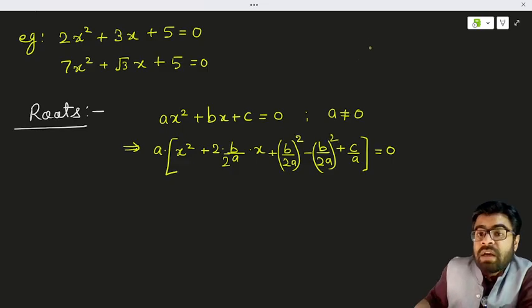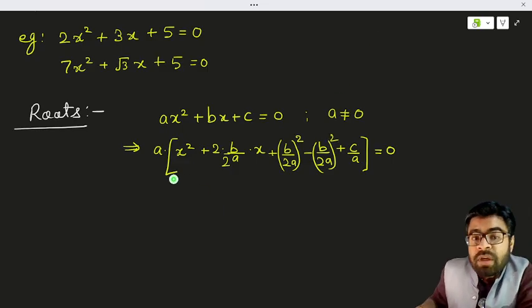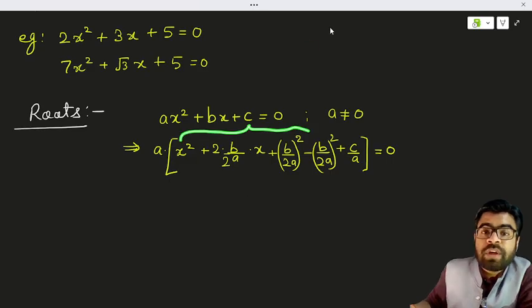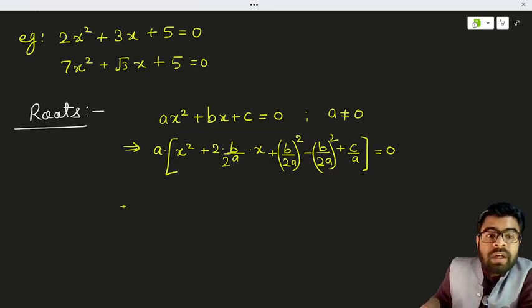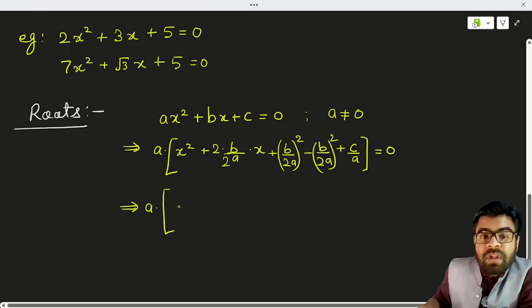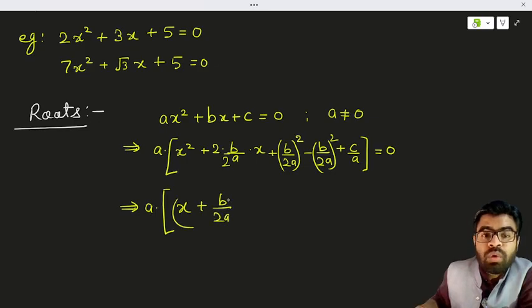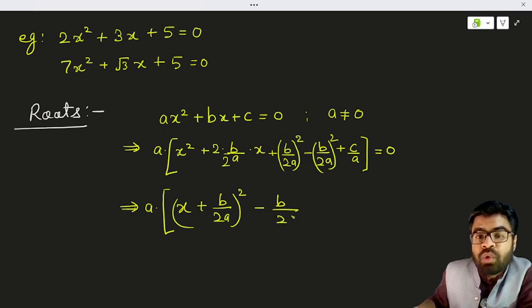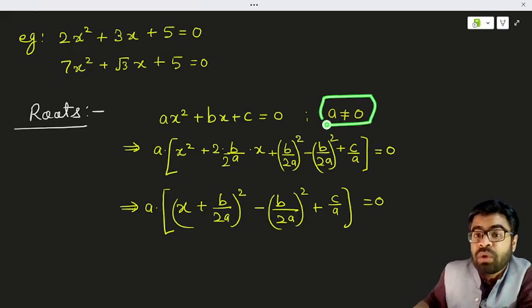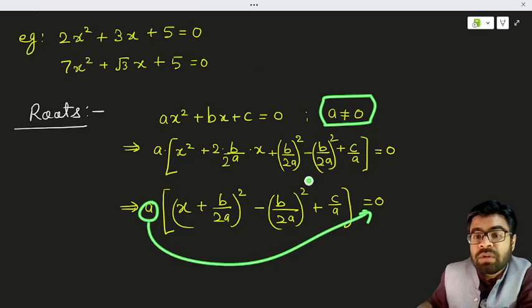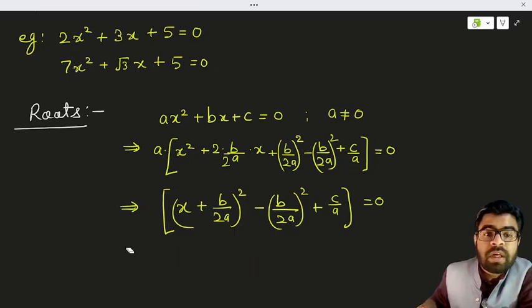Let's see. As soon as we added and subtracted this, what did we get from here? That is a square plus 2ab plus b square. It is a formula here, so I can apply this formula. So we get here a times, it is a perfect square, so it becomes x plus b upon 2a whole square. And now here it becomes minus b upon 2a whole square plus c upon a, which is equals to 0. And since a is non-zero, I can divide by a here. So if I divide, this term will be cancelled out.